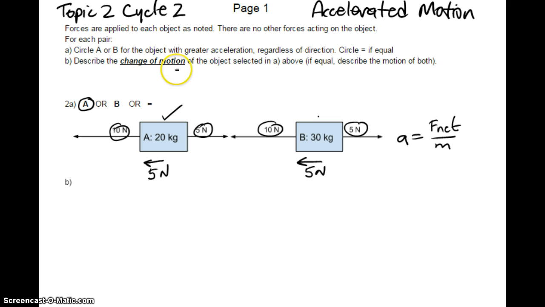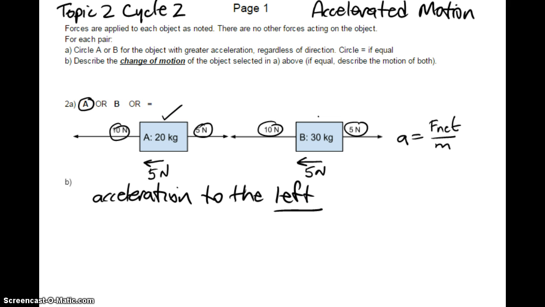Now describe the change of motion. Change of motion is the same as acceleration. So I can describe this as, let's see, box A will accelerate to the left. That's all that was needed. Few people actually calculated what that was, or if you ended up saying speeding up to the left or slowing down to the right, that would also be acceptable.